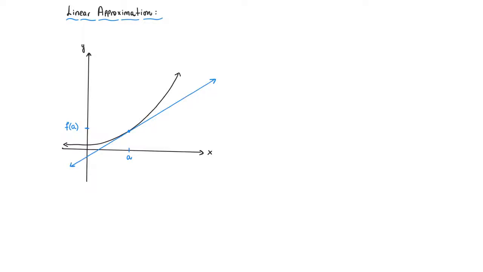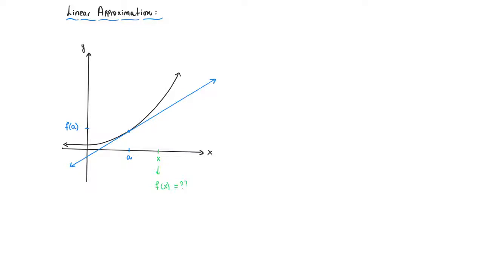Earlier in class, we chose a random f of x function. On that function, we chose a random point, a, f of a. We drew the tangent line at that point. We said that if we pick a point, x, relatively close to a, then the tangent line can be used to approximate the f of x value.